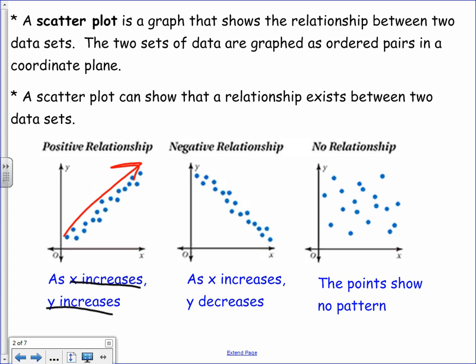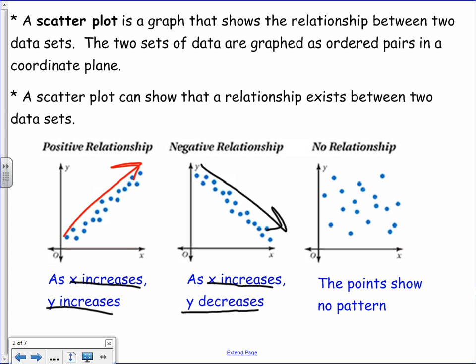Now, a negative relationship is similar to a negative slope, where the line is going down. Or as x increases, y is decreasing.